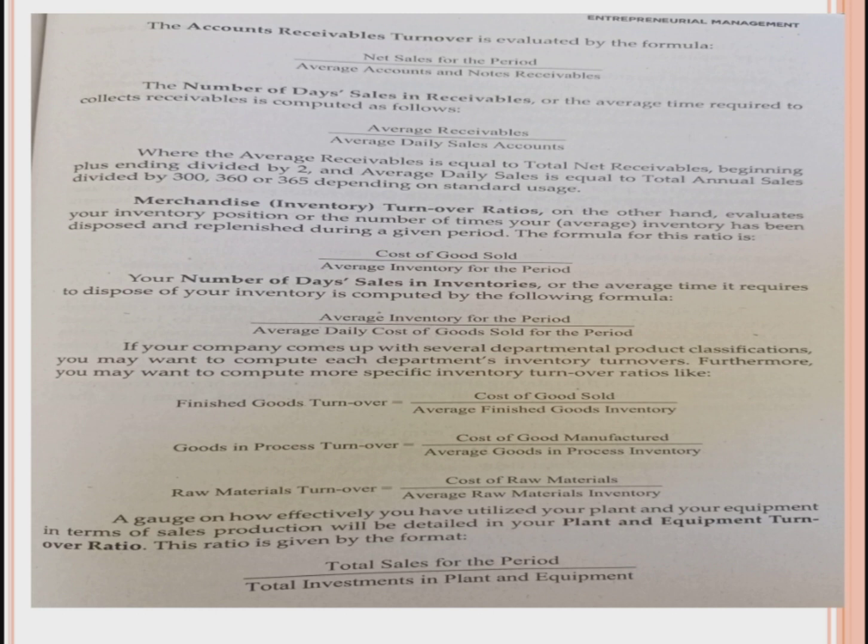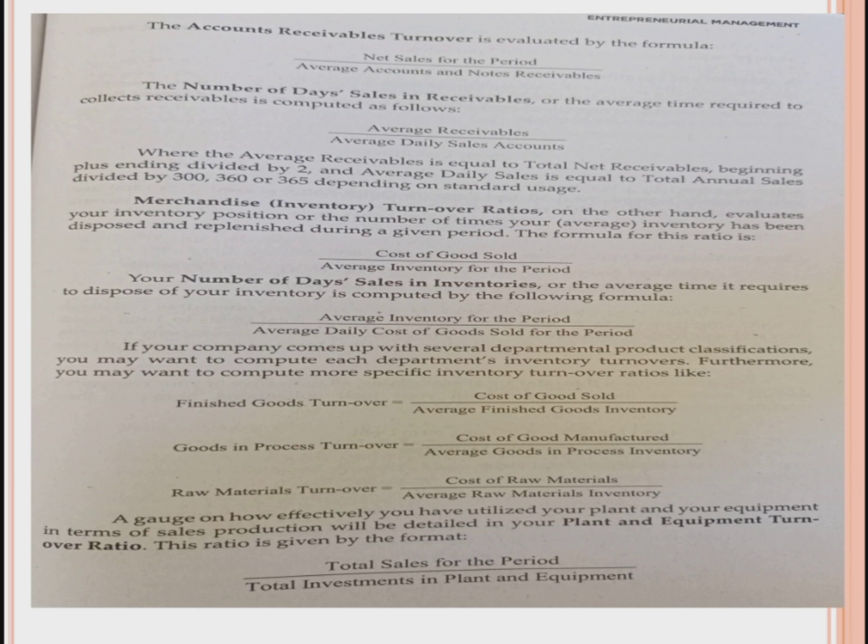A gauge on how effectively you have utilized your plant and equipment in terms of sales production will be detailed in your plant and equipment turnover ratio. This ratio is given by the formula: total sales for the period over total investment in plant and equipment. This last consideration may also be expanded to include other specific assets or owner's capital and compared with the total sales.